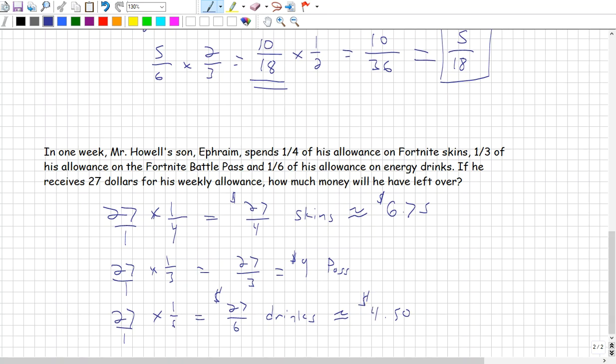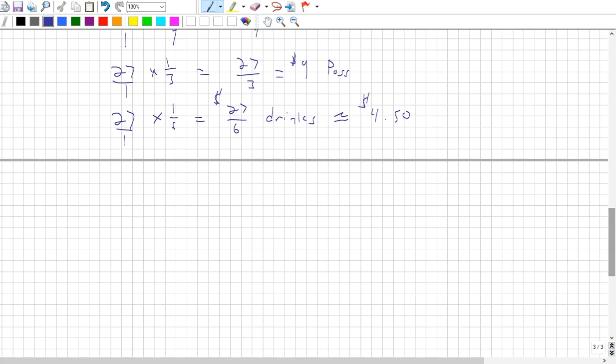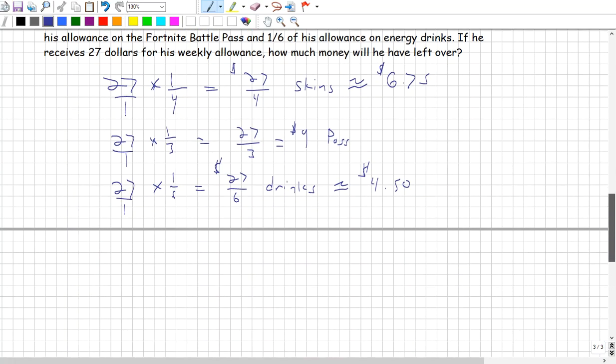I don't know how much the Battle Pass is. Maybe it was on sale. Maybe $9 is not enough. So finally, what we do is how much money does he have left over? So we start with $27, and we're going to subtract off the $6.75 he spends on the skins. We're also going to subtract off the $9 he spends on the Battle Pass. And finally, the $4.50 he spends on energy drinks.